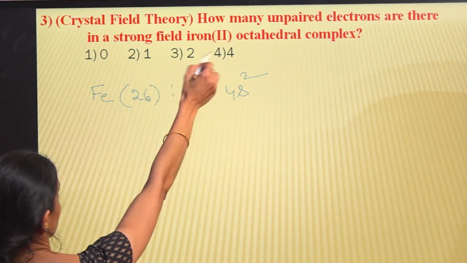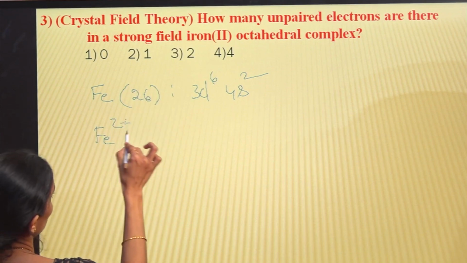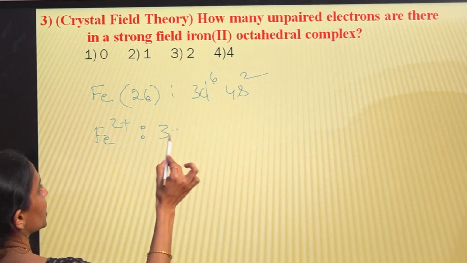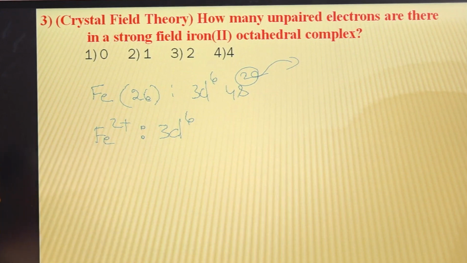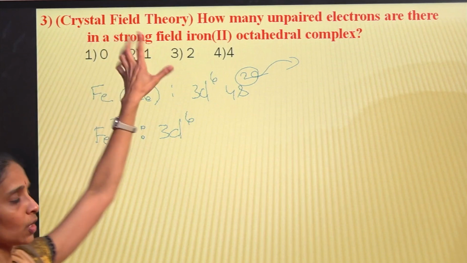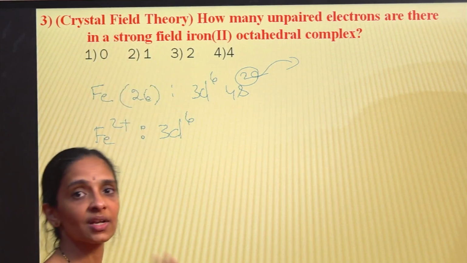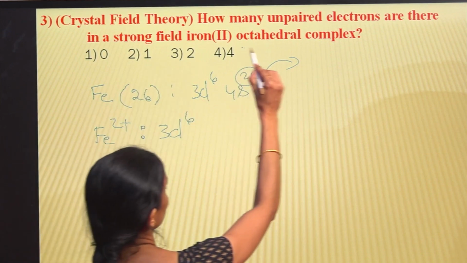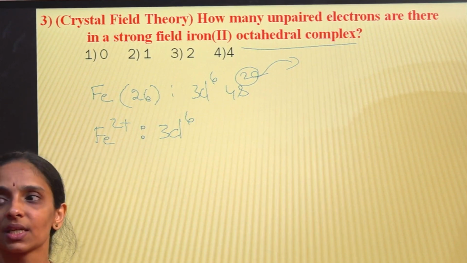But this is not atomic iron. It is iron 2, that is Fe2+. That is why the configuration changes. These 2 electrons are gone and the configuration becomes 3d6. Because the theory is crystal field theory, now we should consider the crystal field splitting concept. And the complex is given to be an octahedral complex.